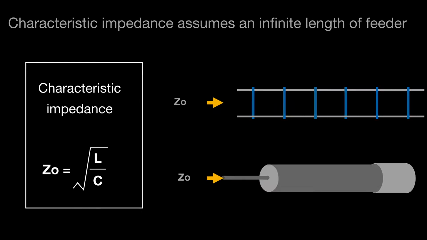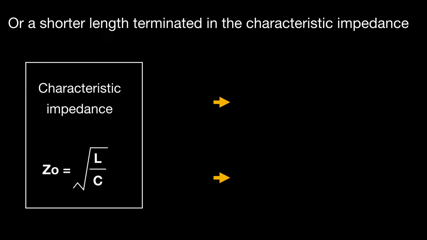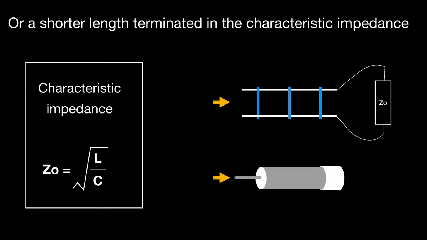Another way that we will achieve Z0, or the characteristic impedance, is if we have a shorter length of feeder and we terminate that shorter length in the characteristic impedance itself. And then we will see Z0 looking into the feeder. So for the upper example there, the ladder line, if it was 600 ohm ladder line, then the top resistor terminating the ladder line would be 600 ohms. And then, irrespective of length of the ladder line, we would see 600 ohms looking into the end of the ladder line.